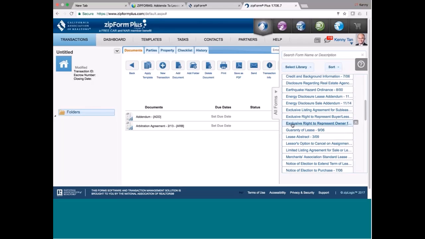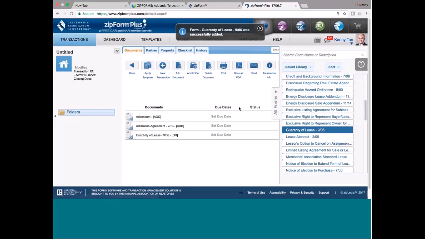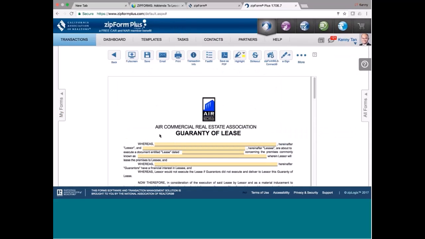Here's another one. This is another addendum that you will need. It's called the guarantee of lease. They don't call it an addendum. They call it a guarantee.